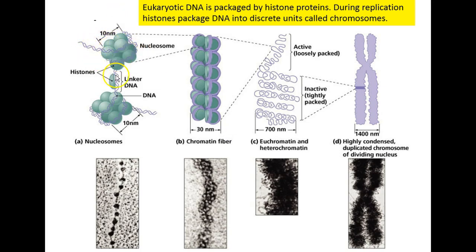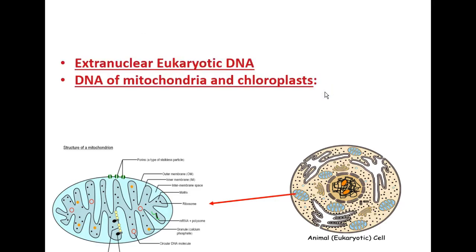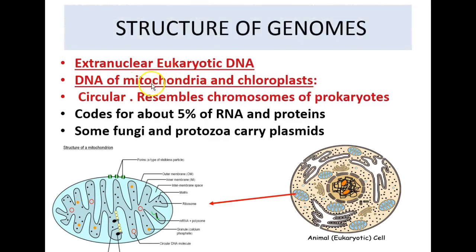Linear eukaryotic DNA is packaged by proteins called histones. When the cell is ready to divide, it is packaged very tightly and creates these discrete structures called chromosomes. Eukaryotic cells also have DNA inside two organelles, the mitochondria and the chloroplasts. Remember, chloroplasts are found only in photosynthetic cells. Inside the matrix of the mitochondria, there are circular pieces of DNA which carry genes for enzymes needed for mitochondrial function. So this mitochondrial DNA resembles prokaryotic chromosomes, prokaryotic DNA.